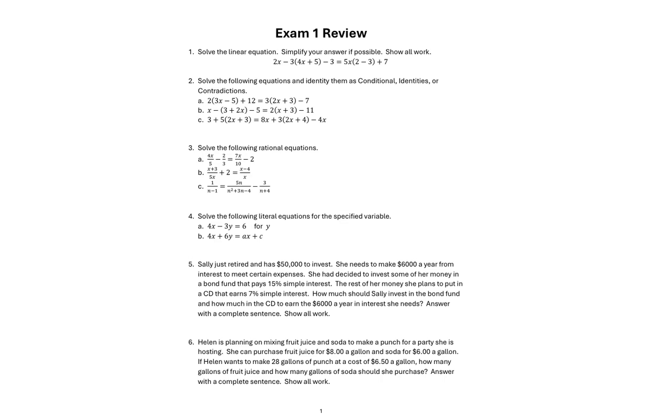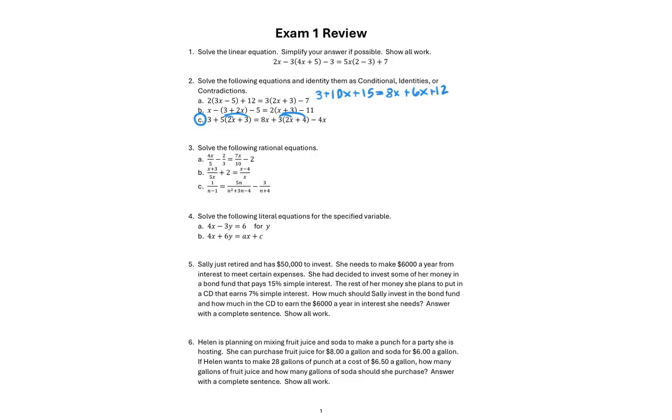Make sure I have a pen selected. Okay, I'll do part C. Again, I have some constants in front of my parentheses, so my first step should probably be to distribute that out. All right, then we'll have 3 plus 5 times 2x gives me 10x. 5 times 3 gives me 15. That's equal to 8x plus 3x times 2x, 6x. 3 times 4 is 12.